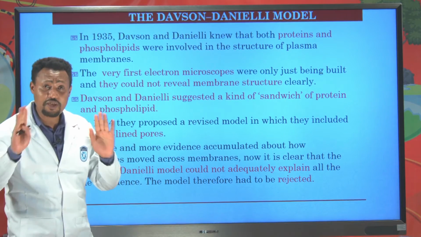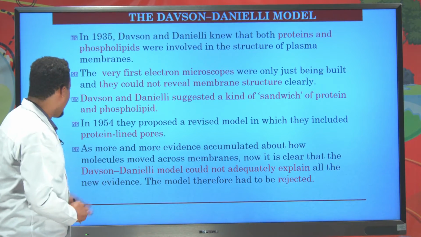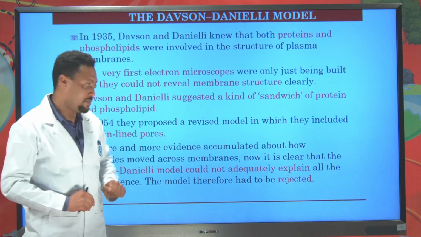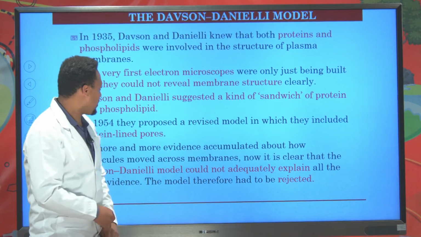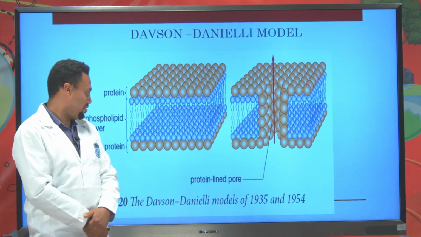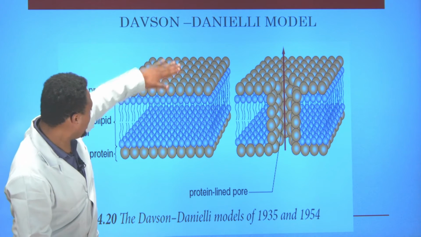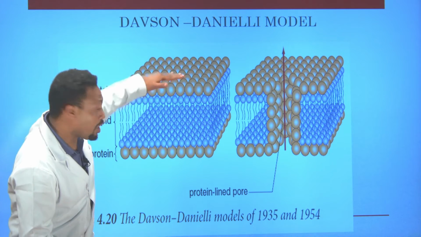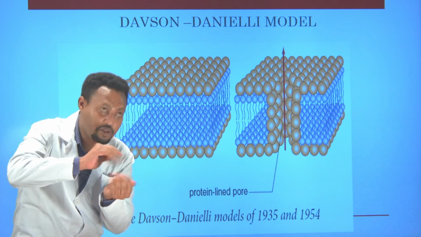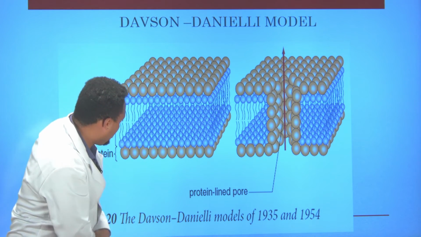But they only used the first electron microscope to explain the scientific model. They have to be appreciated. Okay, they said that it is a kind of protein sandwich model. Okay, let me show you that in the picture. For example, in 1935, they developed this kind of model, in which the protein is found like a sandwich, you know, a burger, right? There is bread on it and there is meat in the middle and some vegetables. Just like that, the bread is on the surface and the phospholipid layer is in between.